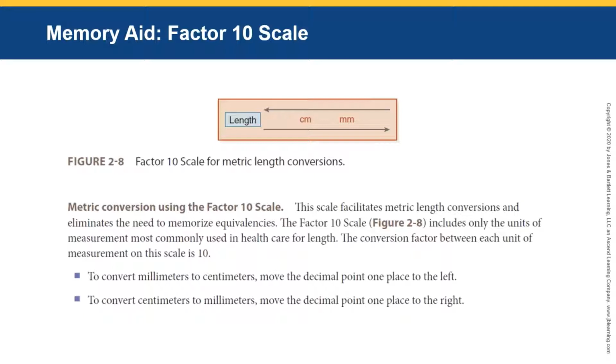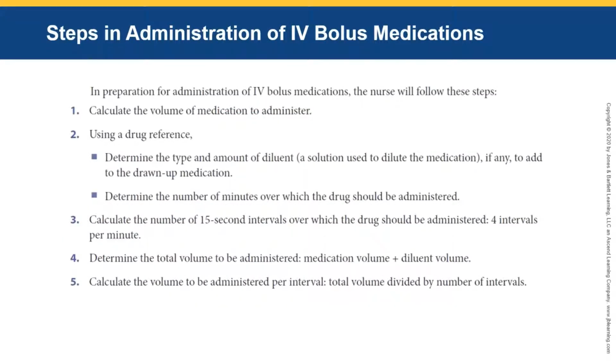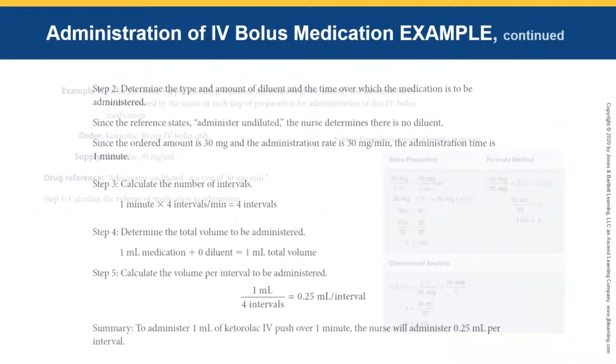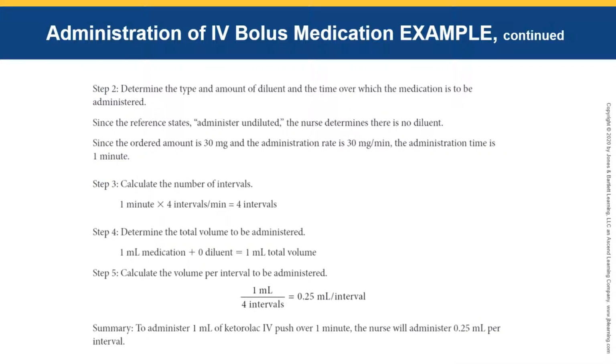The steps, as I mentioned, we broke down the steps for administration of IV bolus medications, and that's the next slide, Jen. There we go. So step by step, and this slide just shows the steps. The next slide shows the math associated with step 1. So step 1 is calculate how much ketorolac to administer, and that is shown in the solve box on the right. The next slide shows the math associated with steps 2, 3, 4, and 5. And then it provides a summary statement at the bottom to pull all of the information together.